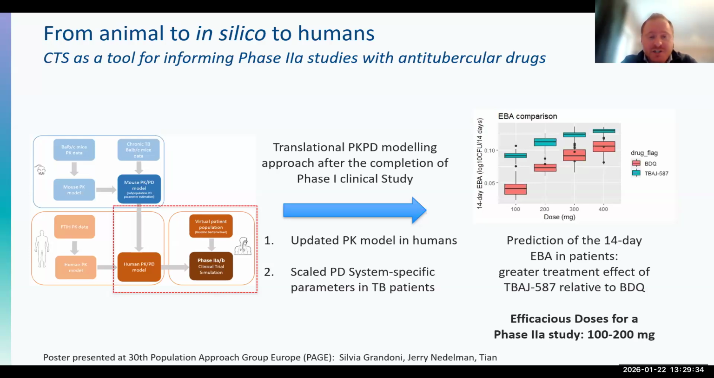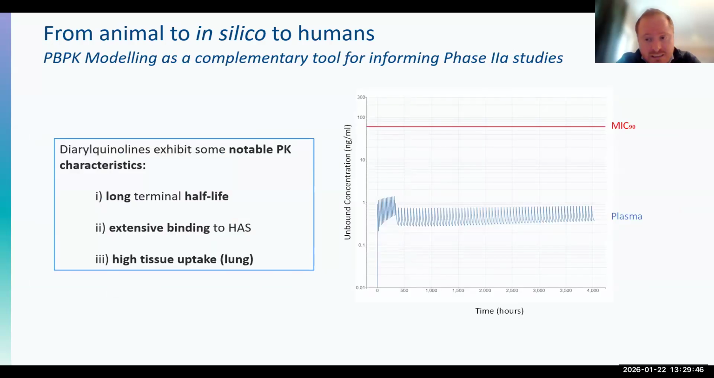Consequently, in an EBA phase 2A study, a rational proposed dose for TBAJ-587, referring to efficacious doses, could be between 100 to 200 milligrams. Finally, physiologically based pharmacokinetic modeling could be used as a complementary tool for informing phase 2A studies. As I said earlier, TBAJ-587 is a second-in-class diarylquinoline, and all diarylquinolines, including TBAJ-587 as well as bedaquiline, present some notable pharmacokinetic characteristics, including a long terminal half-life of months, extensive binding to human serum albumin, as well as very high lung tissue uptake.